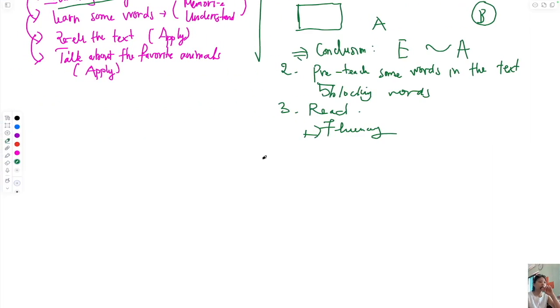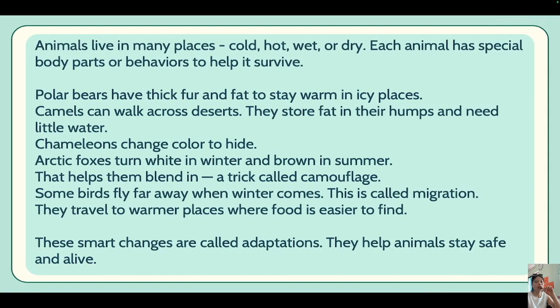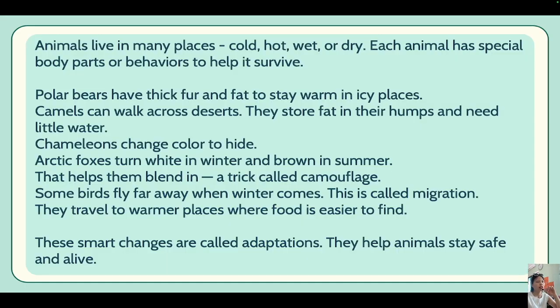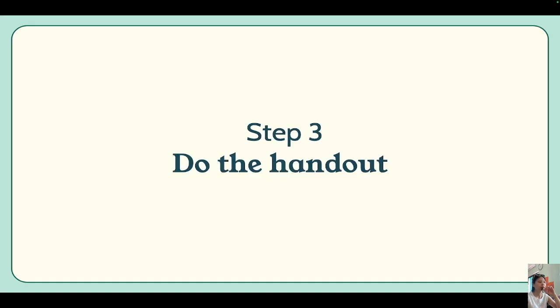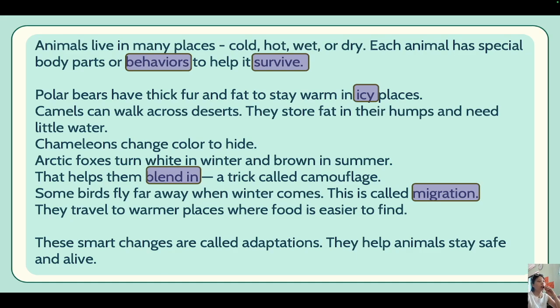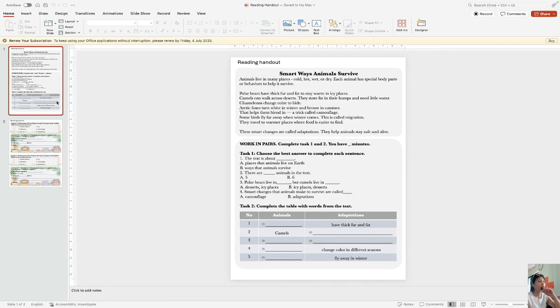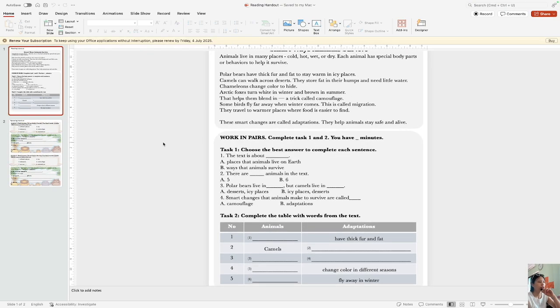So when we've done the fluency, we will scan the text for the main idea. This is called reading the text. Maybe I will ask them to spot the 5 words we have learned so far in the text, to get them familiar with the text. And here they are. And the next one, I will let them do the handout. This is the reading handout.